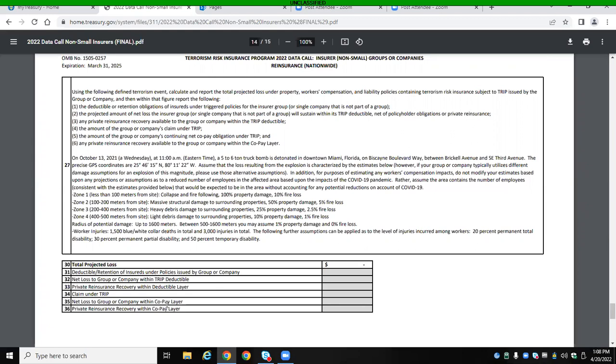Next is your claim under TRIP, which is basically 80% of, once you figure out the total loss associated with the event in question, you deduct what your policyholders pay, you deduct what you pay in your deductible, what's left over, you do have a claim under TRIP for 80% of that amount. And then obviously the other 20% is what we call the copay layer. And that's the amounts in lines 35 and 36. And again, we assume there's a net amount there, which you pay without reinsurance, but that you might have reinsurance for some of that amount.